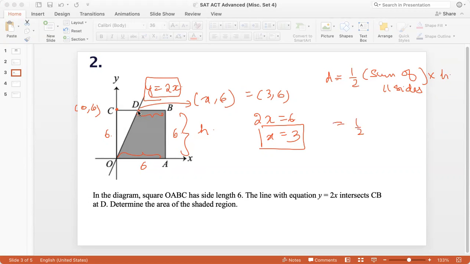Now this is from 3 to 6, so this is 3 plus 6, 9. So half into 9 times height, which is 6. So that's 27, right? So the area of the shaded region is 27 square units.